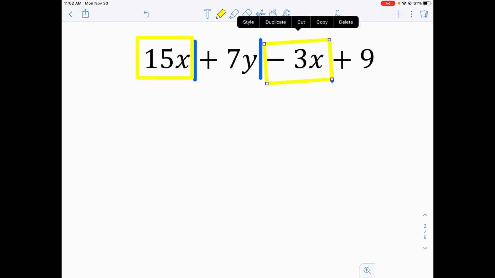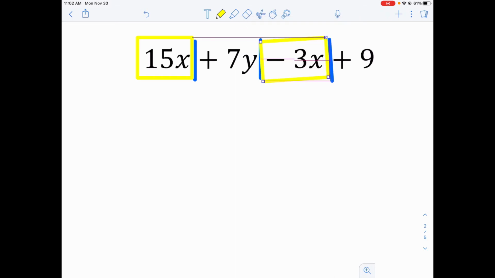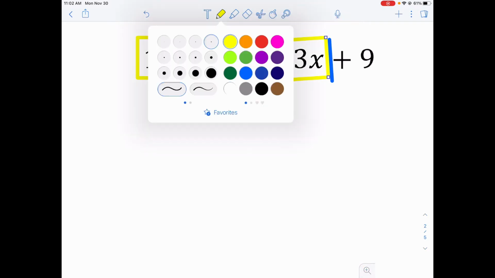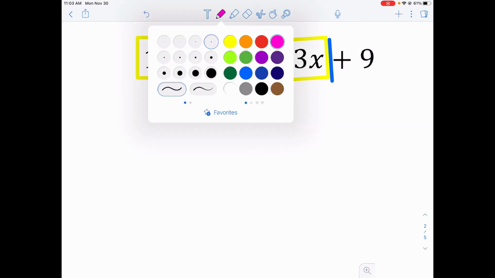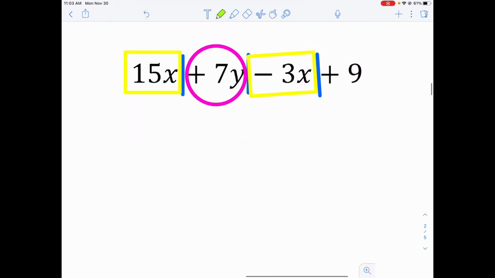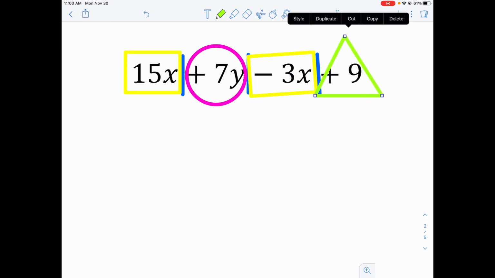Finally, this plus 9 is not a like term to 15x, so I'm not going to put a box around it. I'm going to change colors and I'm going to change shapes. I'm going to circle this positive 7y. Looking through to see if I have any more like terms. Positive 9 is a constant. It does not have the same variable, so it cannot get circled. And then finally, this constant, I'm going to give its own shape and color to. It's going to get a triangle because it is the only constant in this expression.